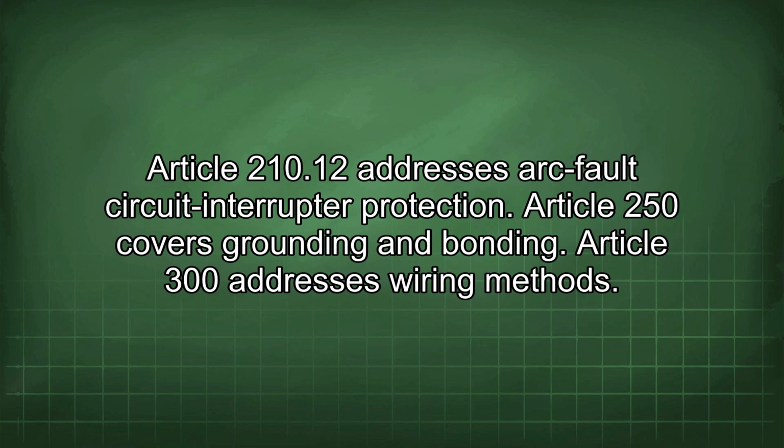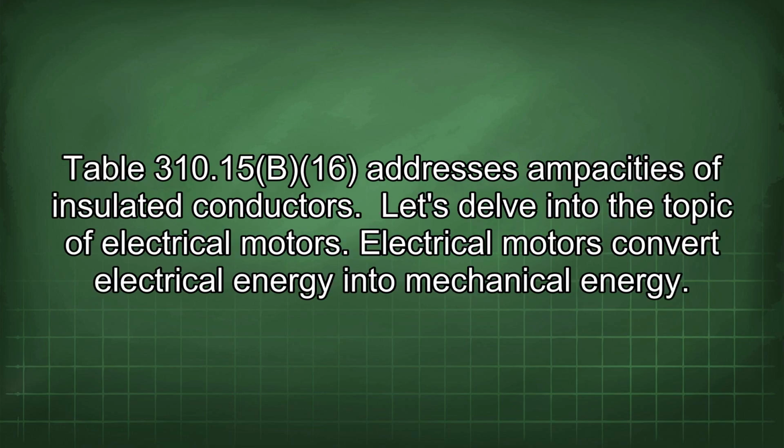Article 210.12 addresses arc fault circuit interrupter protection. Article 250 covers grounding and bonding. Article 300 addresses wiring methods. Table 310.15(B)(16) addresses ampacities of insulated conductors.